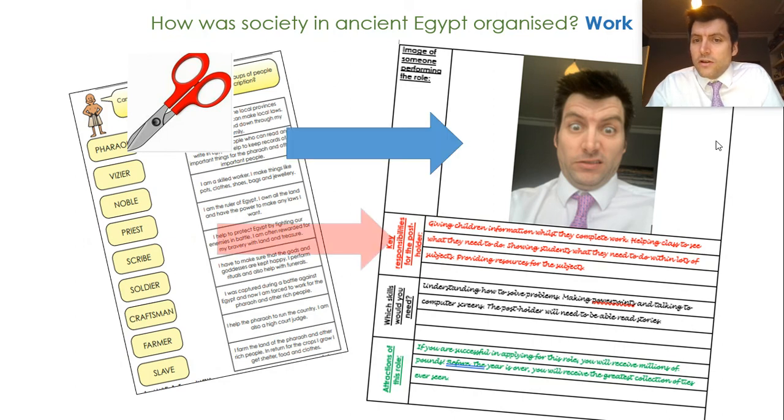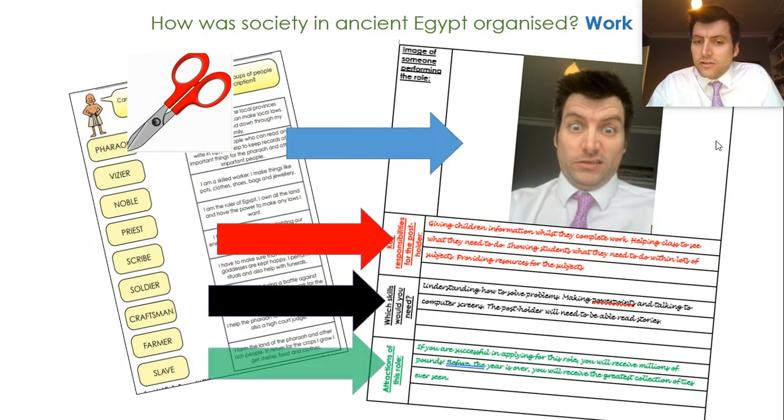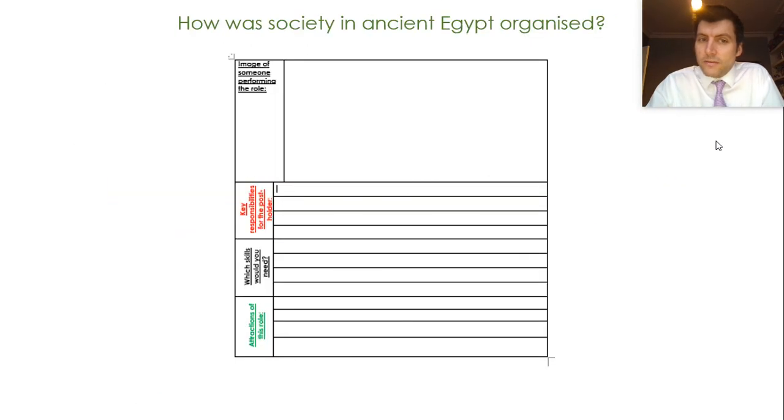Don't worry, guys, though, you won't have a big picture of me on yours when you're doing that. What you'll have is a nice empty page, and when you've got your empty page, you're going to fill it in with a picture of one of those people from Egyptian society, and then you're going to send it through to Miss Ashford to have a look at and complete the red, black, and green sections, please.